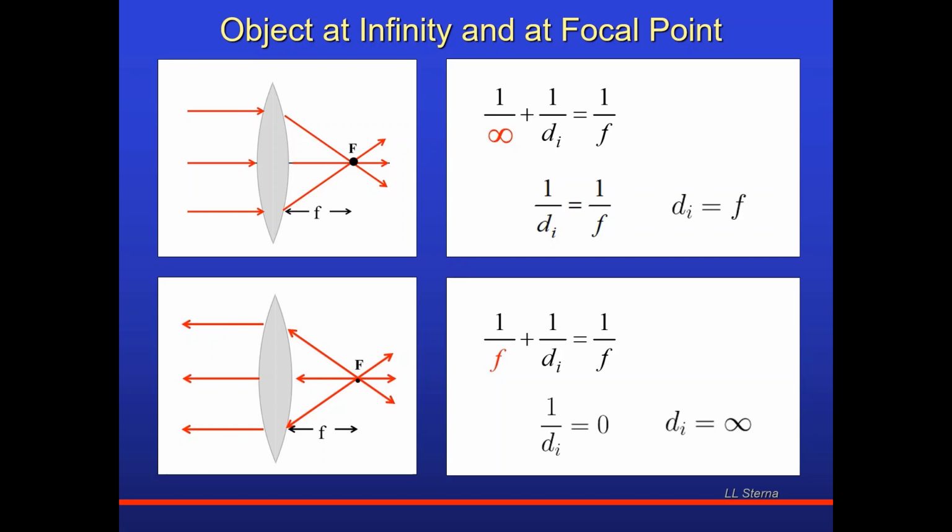So these pictures and equations are important. They tell us a parallel ray striking a converging lens will go to the focal point. A ray from the focal point striking a converging lens will go out parallel.